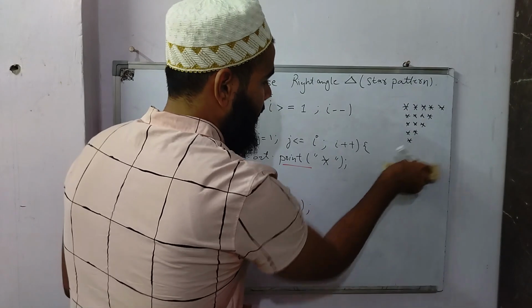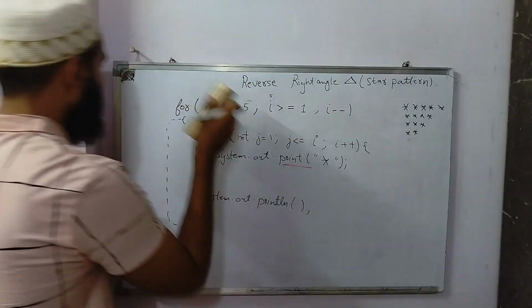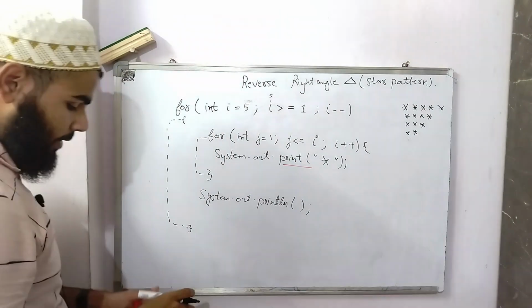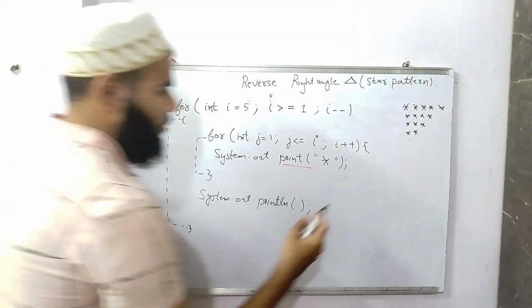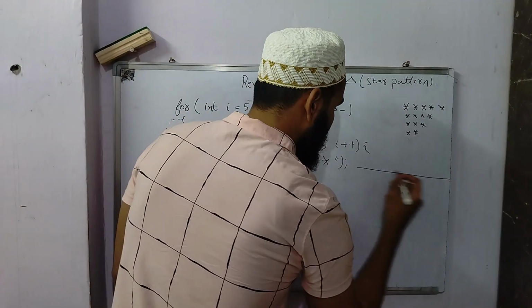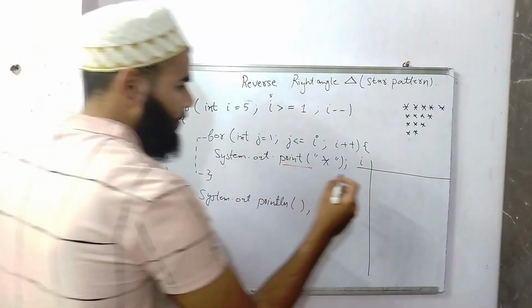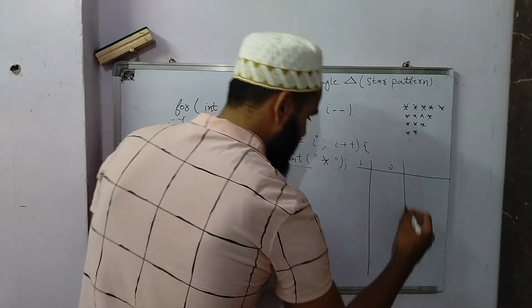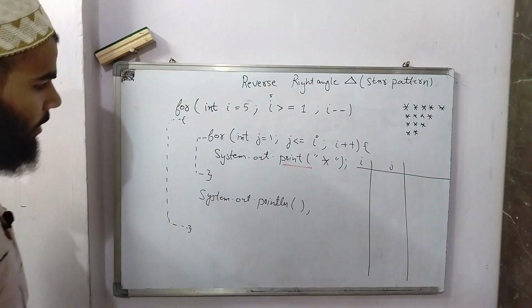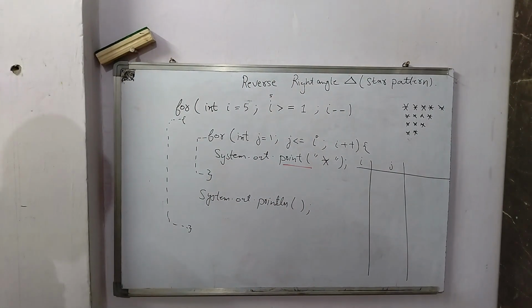Now let's start from the top, the for loop. Let's make a table and understand the concept very well. I'm making a table here. What are the variables I am having? I have i, then I have j, these 2 variables. Do I have any other variable? No, I don't have any other variable.